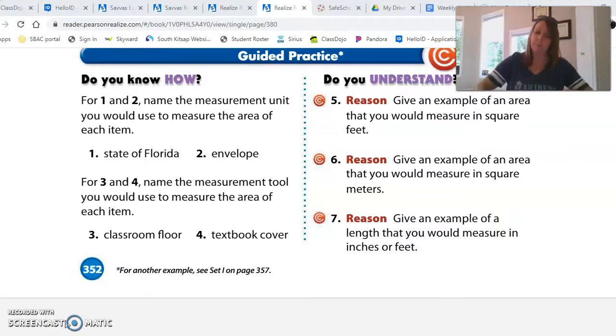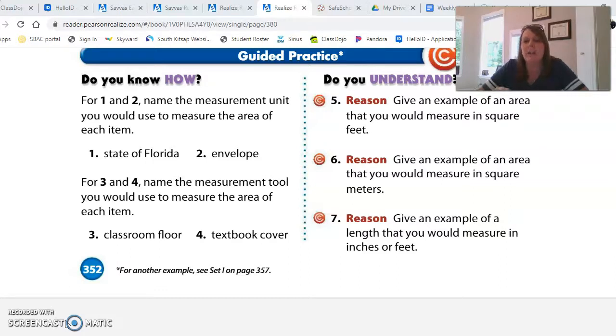I know. I'm going to measure the lower field at school. Because that's pretty big. So you're going to want to go with something pretty big for your square meters. All right, you could even pick like your deck, you could pick a basketball court, you could pick a baseball field, something that's kind of bigger, a parking lot even. All right, number 7, give an example of a length that you would measure in inches or feet.